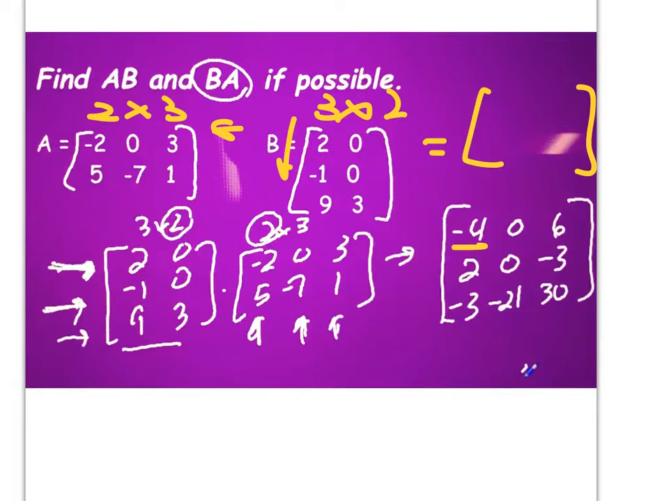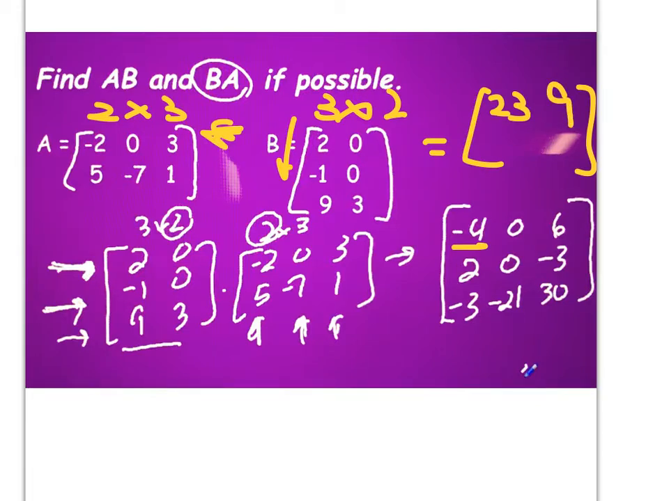So I'm just going to go through really quick in my head here. I'm going to cross this first row, down this first column. Negative 2 times 2 is negative 4. 0 times negative 1 is 0. 3 times 9 is 27. So I have negative 4 plus 27, which is 23. Now I'm going to go first row, second column. Negative 2 times 0 is 0. 0 times 0 is 0. 3 times 3 is 9. So I'm going to get 9 right here.